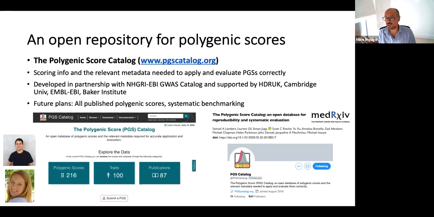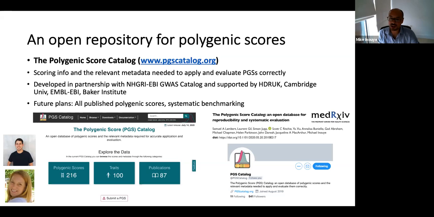pgscatalog.org. You can go there now, you can play around with it. It's really developed rapidly. What it is, is an open repository of polygenic scores. You can go and download the SNPs and weights for a polygenic score and use those in your own data. A big entrance criterion for a published polygenic score to get into the catalog is that it has to be available. And there's a set of performance metrics that are reported and it's externally validated and that sort of thing.